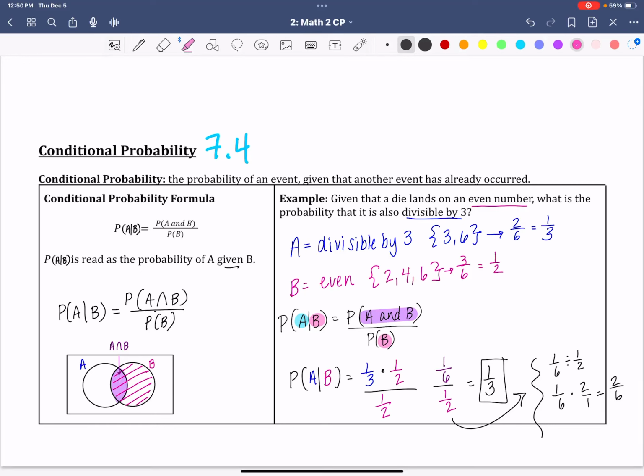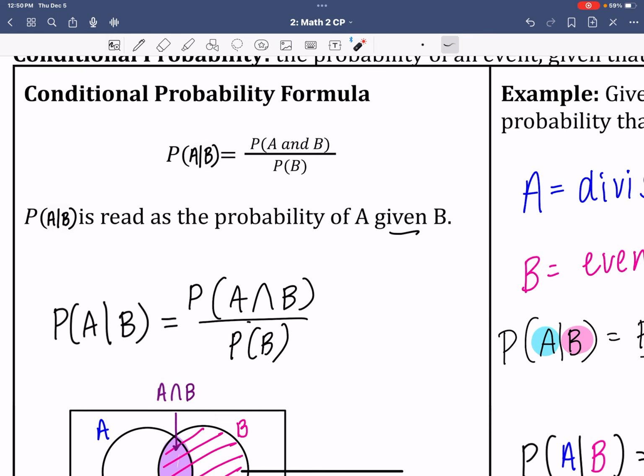All right, we're going to talk about conditional probability. Conditional probability is the probability of an event given that another event has already occurred. So we're basing something off of another event. The formula that you'll use is the probability of A given B, so that's how you read it. And then this is the formula.